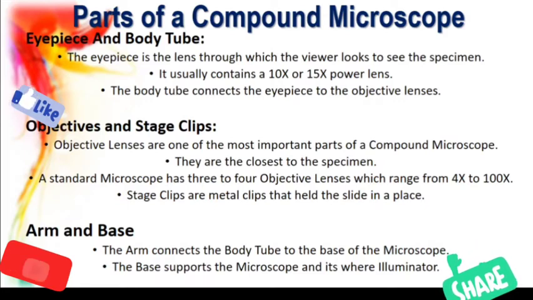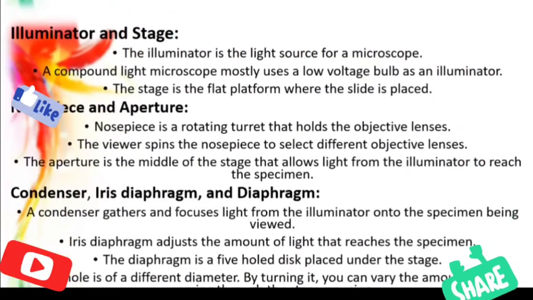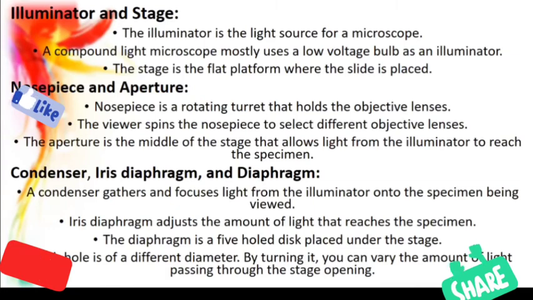Arm and base. The arm connects the body tube to the base of the microscope. The base supports the whole microscope, and in the base, the illuminator or the light source is placed. Illuminator and the stage. As I talked about earlier, the stage is a flat platform where the slide is placed and the specimen is viewed. The illuminator is a light source for a microscope. A compound light microscope usually has low voltage bulbs as an illuminator.